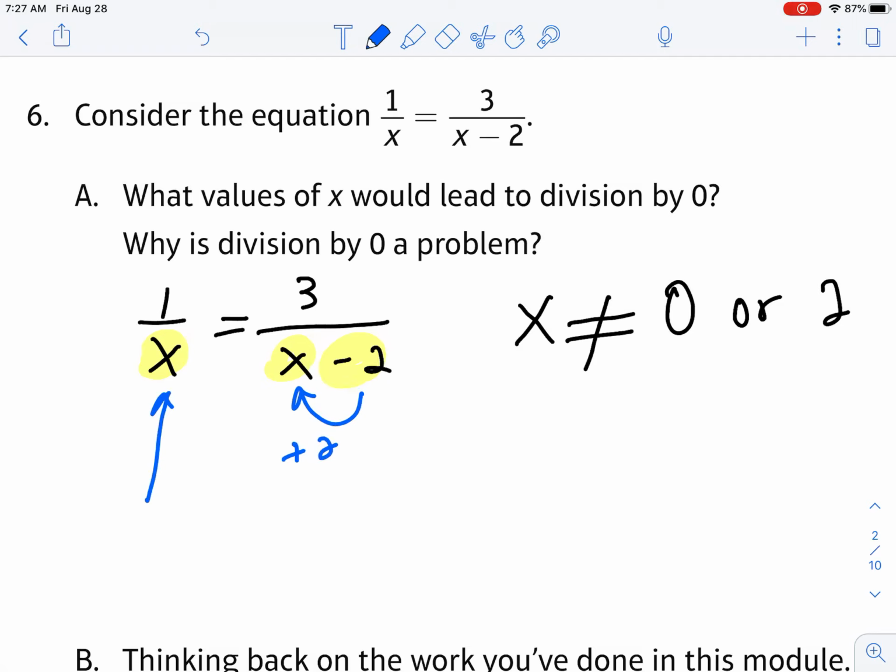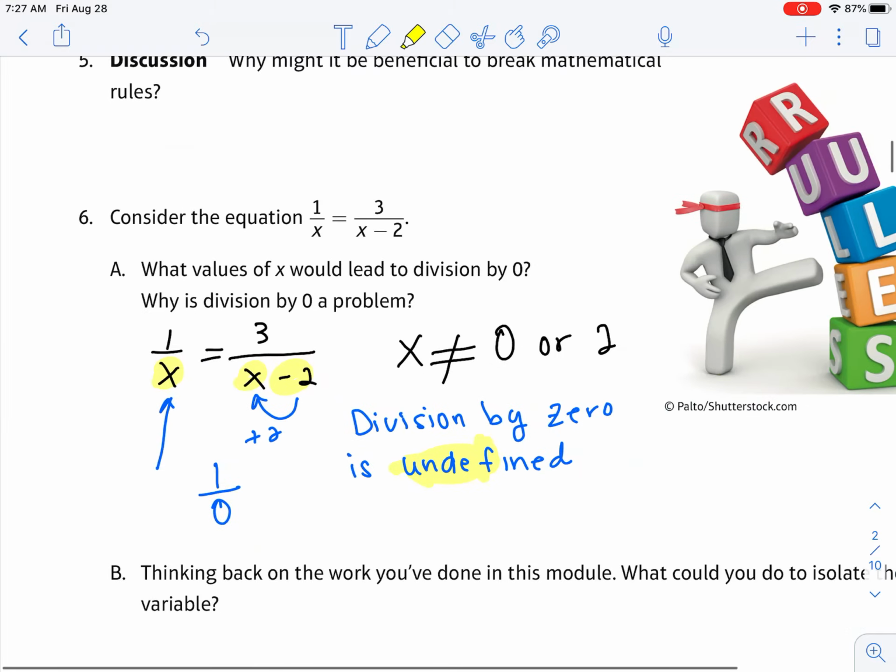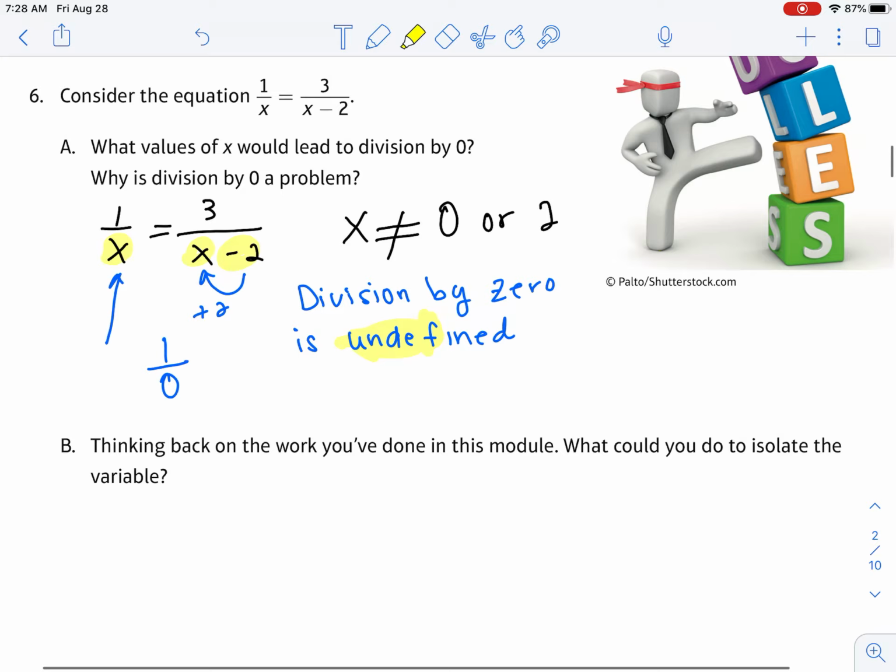So what values of x would lead to division by 0? Why is division by 0 a problem? Division by 0 is undefined. I like to say, for example, 1 over 0: the 0 is under the fraction. All right, so that's kind of the big picture for today.